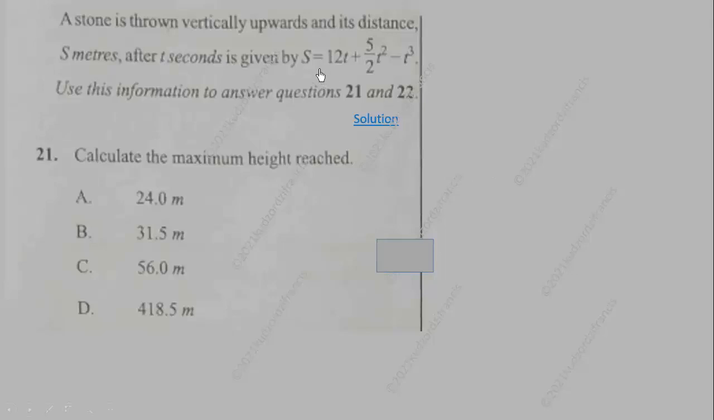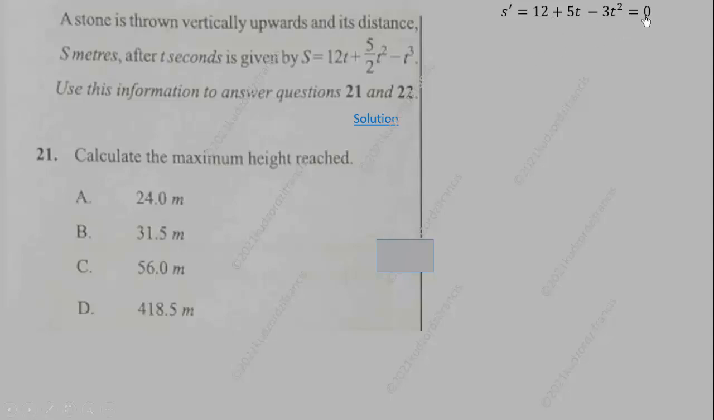So to find the maximum height reached, let's first of all differentiate this to get 12 plus 5t minus 3t squared. If you differentiate this function with respect to time, you get this over here. So we want to determine the time where the maximum height occurred. So we equate this to 0 and solve for t.